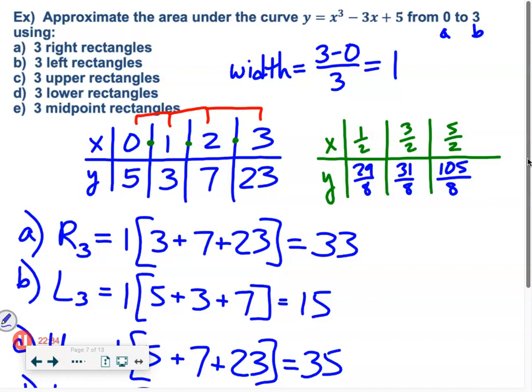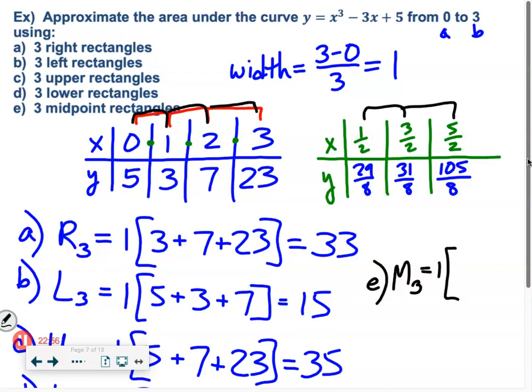So your part E, which is your midpoint, the width is still 1. The width isn't a half. The width is 1. It's the difference between each of these guys, right? Sorry, pointing to the wrong things. All right. So anyway, it's really just your 3 y values at your 3 midpoints.